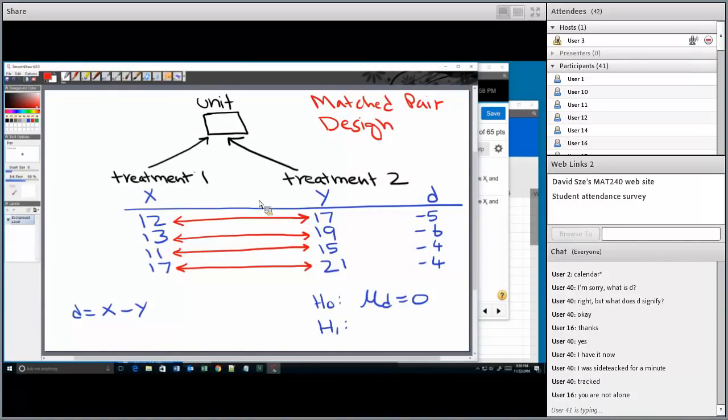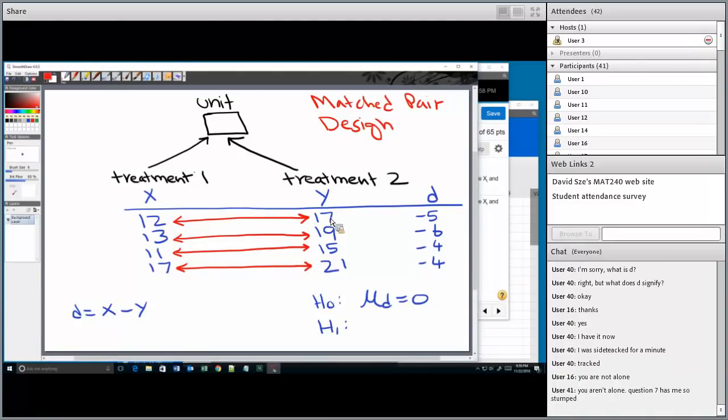So in a matched pair design, each data row, how do I explain this? Each data row, okay, is sort of connected with each other. This is one sort of observation where X is 12 and Y is 17, although they are in two different samples, but there's a connection between them, okay? That's why this is important. That's why this is called a matched pair design.